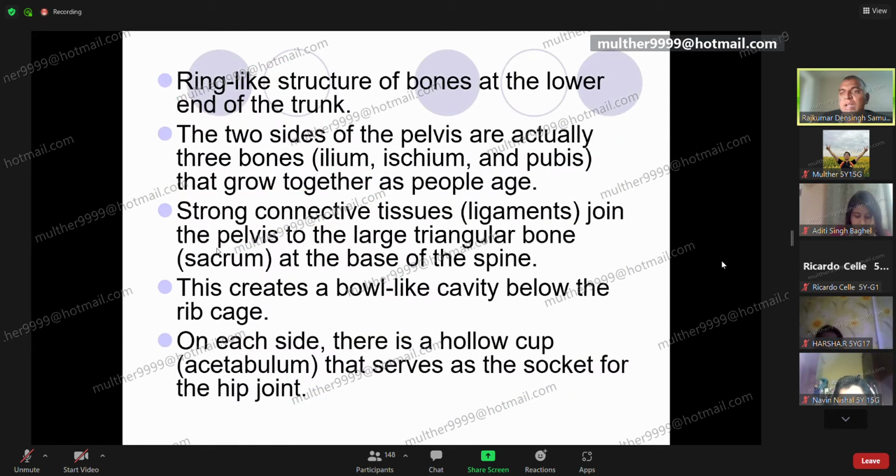So if you talk about clavicle, one more thing is that we'll be studying a little bit of statistics.